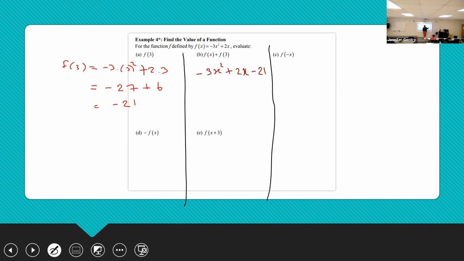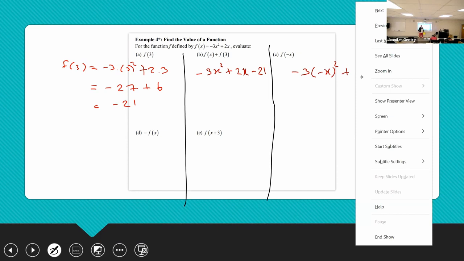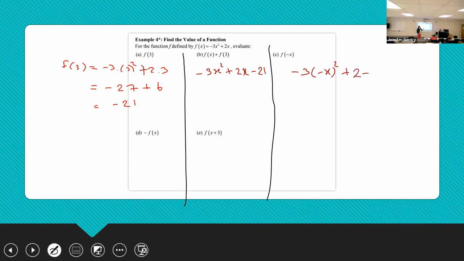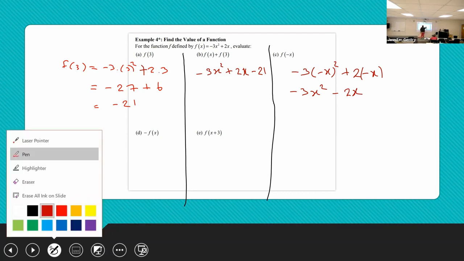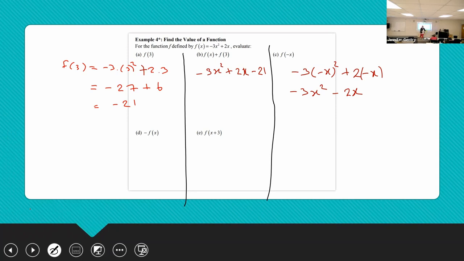Minus 3 times minus x squared plus 2 times minus x. What is a negative times a negative? Positive. There's 2, so it basically goes away, that minus sign in front of the x. What about that one? Negative 2x. Make sense? All we did is we took whatever they put in the parentheses and made x equal to that. That's all we did.